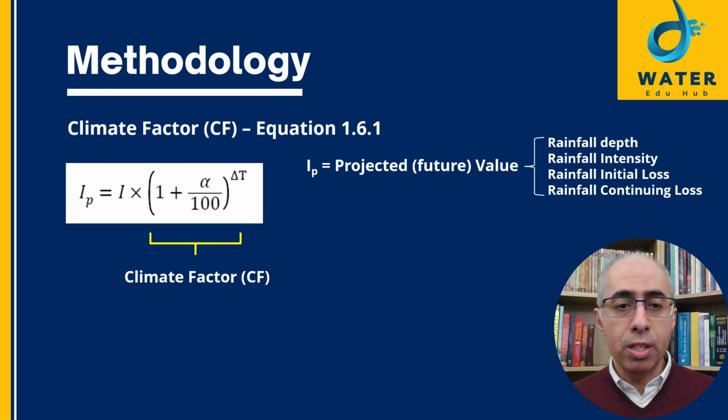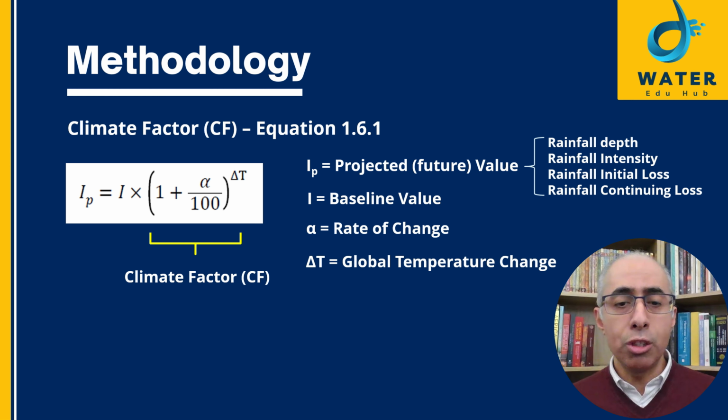The parameters of this formula are listed here. IP is the projected hydrological value, and as I said earlier, can be rainfall depth, intensity, initial loss, or continuing loss. Then we have I as the baseline value of that parameter, and then two climate parameters: alpha, which is the rate of change, and delta T, which is the global temperature change.